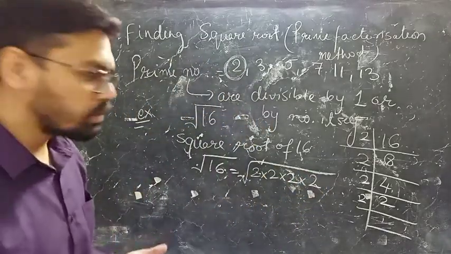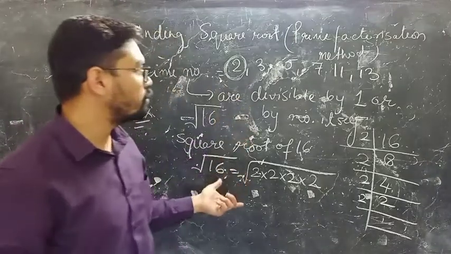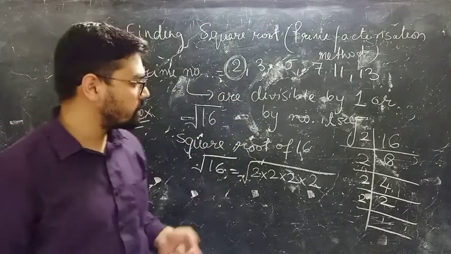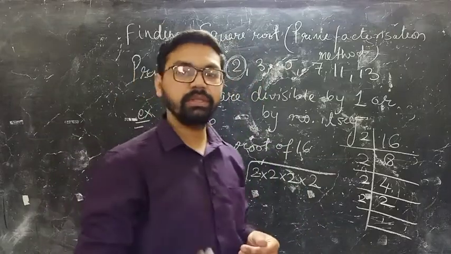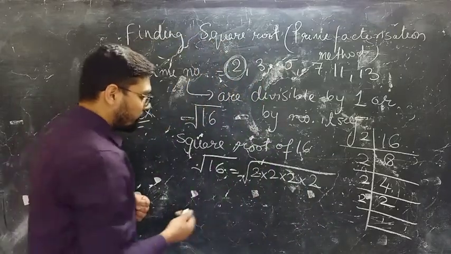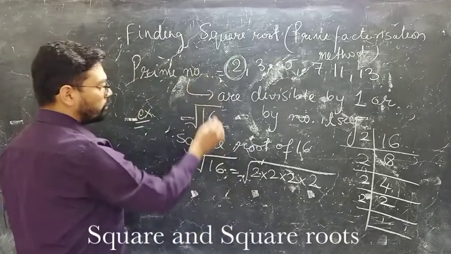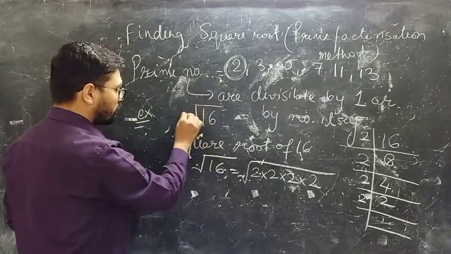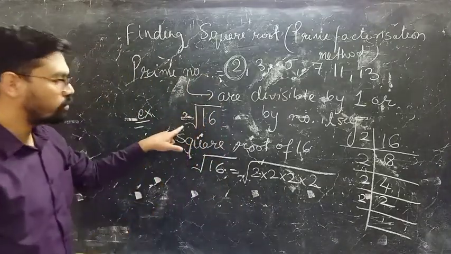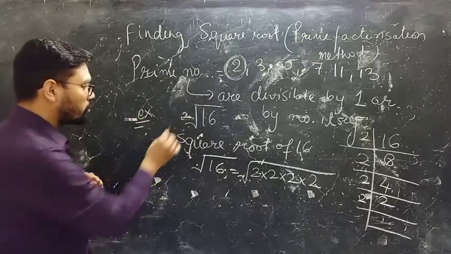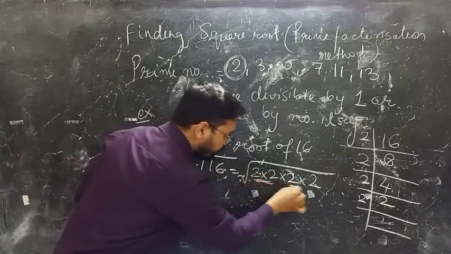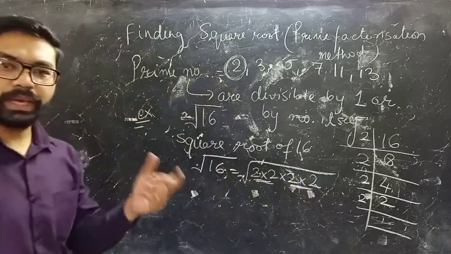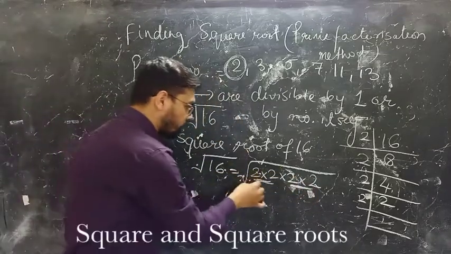And 2 is a prime number. So that's why this method is known as the prime factorization method. The reason you need to take values like 2, 3, 5, 7, 11, 13. For a square root, generally it is written like this, with a square root sign. Because of this 2, you need to make pairs inside the square root.